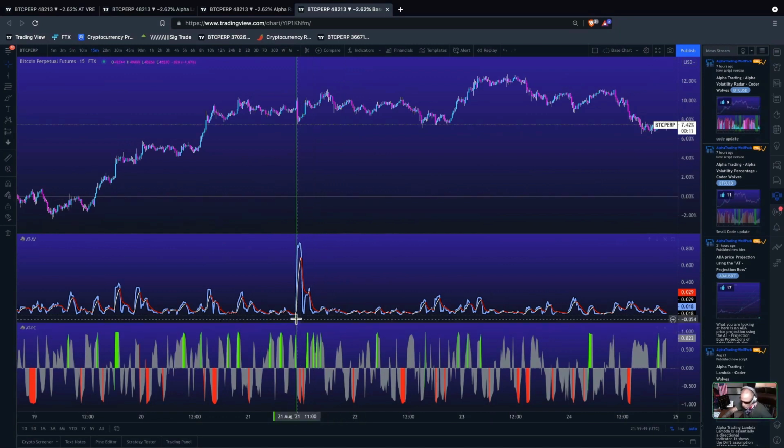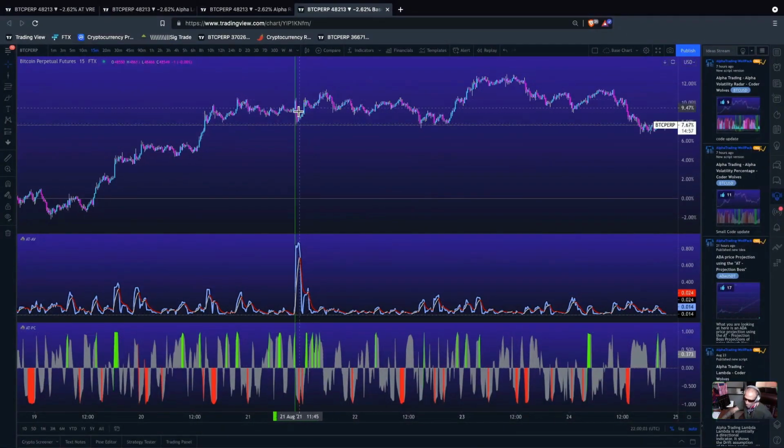So variance starts to move. You're getting a rise in variance. What's the correlation break? It's heading negatively correlated. There's that big 15-minute candle I showed you with the AVP. The alpha volatility percentage is volatility. The alpha variance is volatility. You're going to get very similar reads.